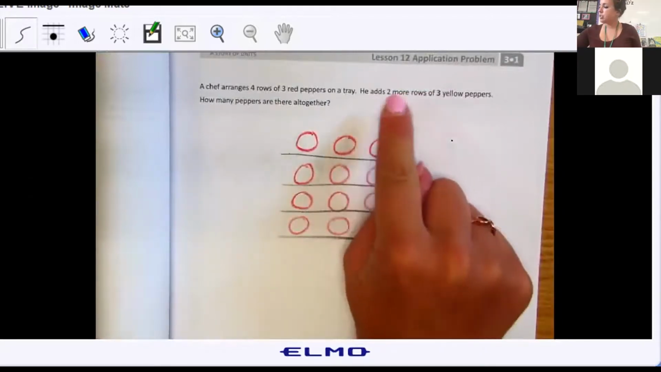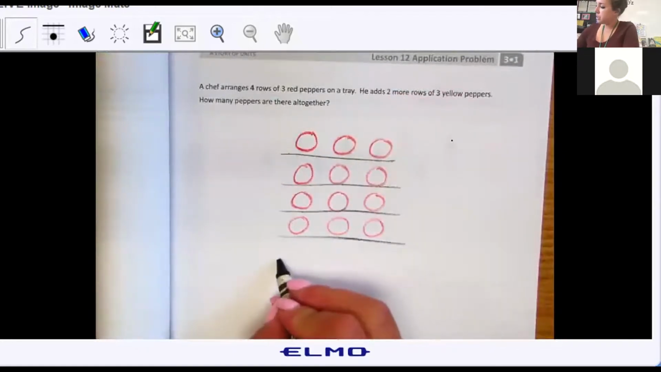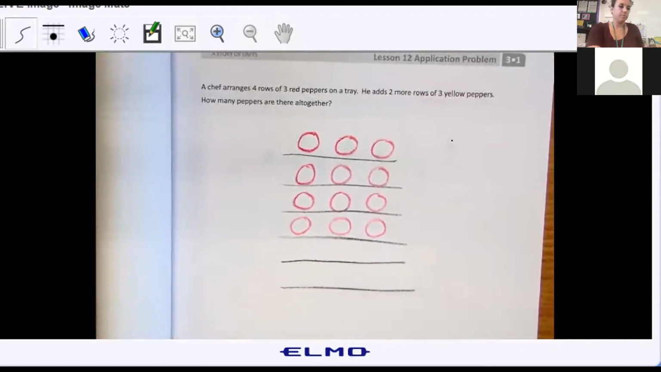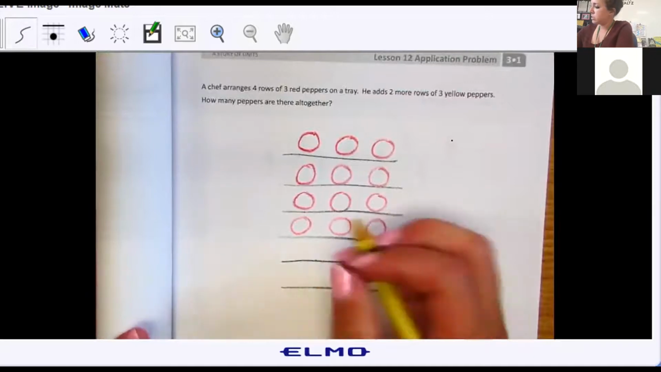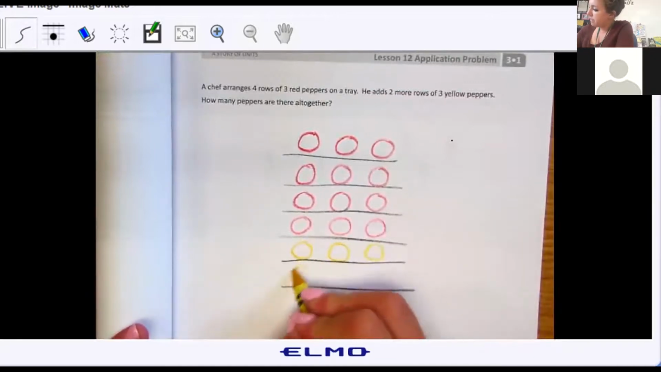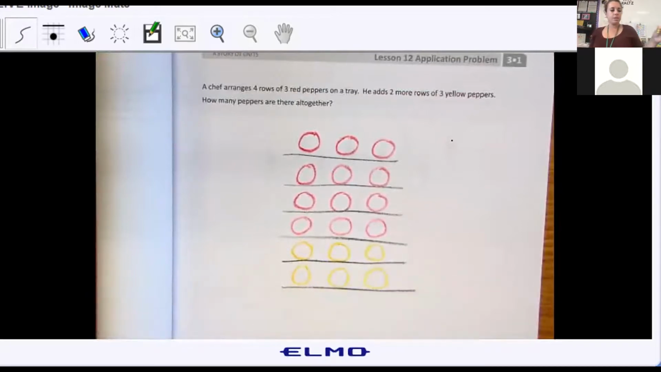He adds 2 more rows of 3 yellow peppers. So 2 more rows. I want to use a dark enough yellow so you can see it. It's almost a goldenrod. Of 3. How many peppers are there all together?